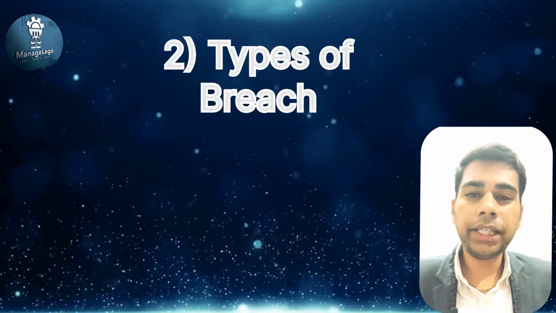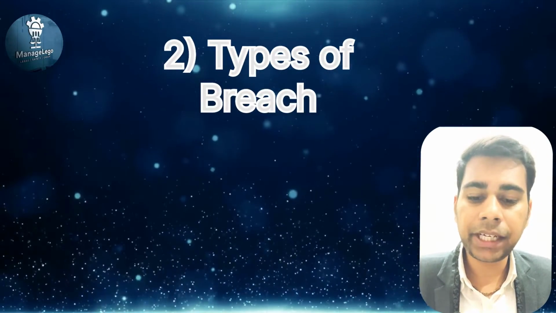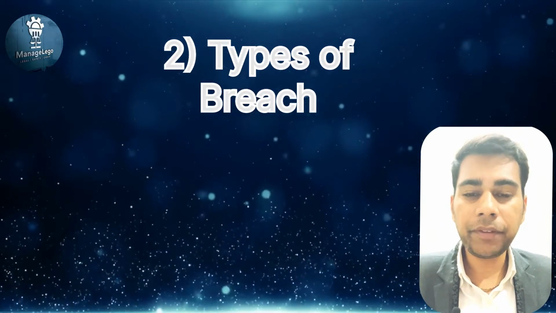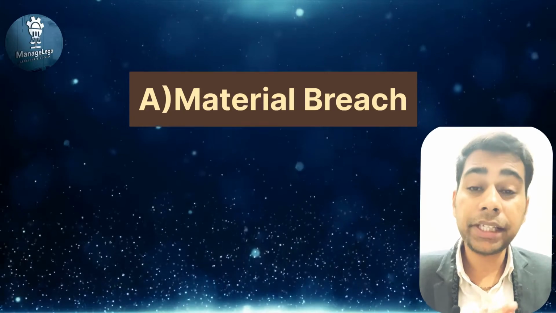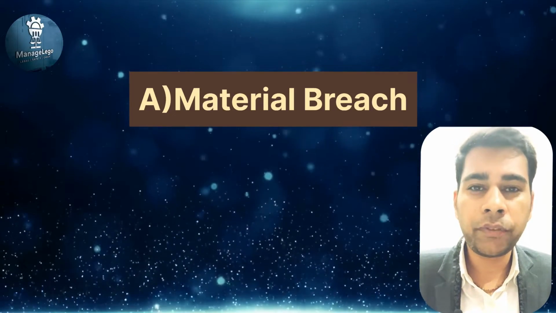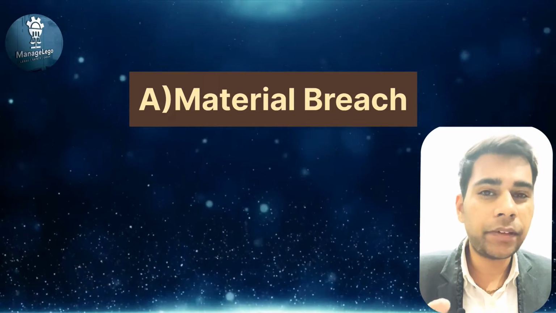So what are the types of breach? The types of breach are material breach, minor breach, and anticipatory breach. Starting from the very first, what is a material breach? It is a significant violation that goes to the core of the contract, meaning it is a basic obligation involved in the contract.